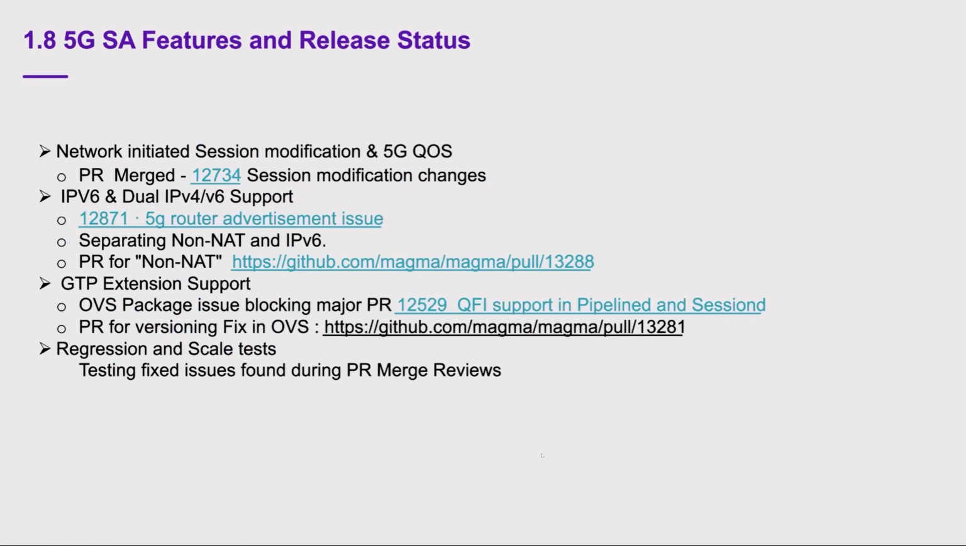This is the status of the features we have in the list in development and testing, mostly testing and merge pending. And the first one, again, we just talked, the PR 12734, it got merged. With IPv6, we have one issue pending to be merged. And this is an internal find, and this is the 5G router advertisement. There's some feedback, review comments came in, and we have raised another PR to separate a non-net issue, and that's in progress there.